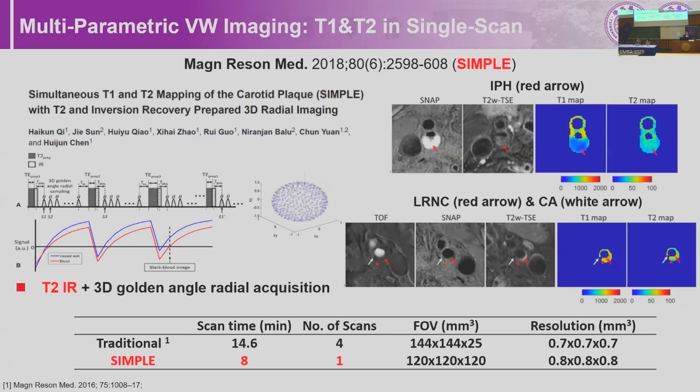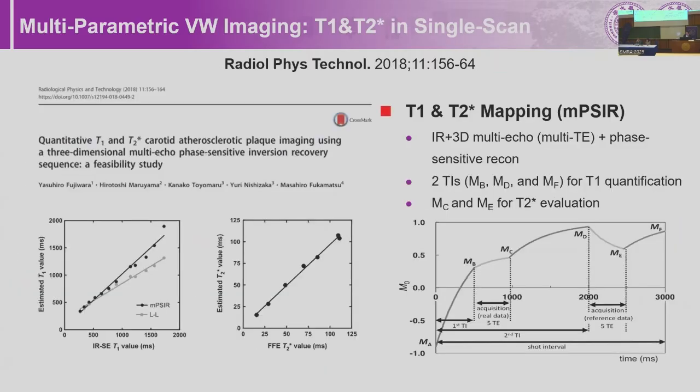Furthermore, we developed this T1 and T2 quantification sequence. We call it SIMPLE, using one sequence. Other groups actually have pretty similar strategies. For example, this group is using one sequence to quantify T1 and T2 star mapping.